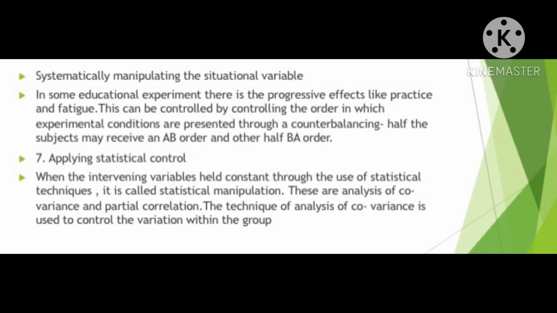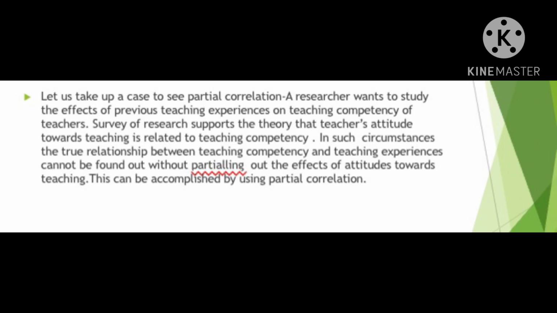Next is applying statistical control. We usually use two methods for statistical control: analysis of covariance and partial correlation. The technique of analysis of covariance is used to control the variation within a group. The second statistical method is the method of partial correlation. To understand that, let us see an example.